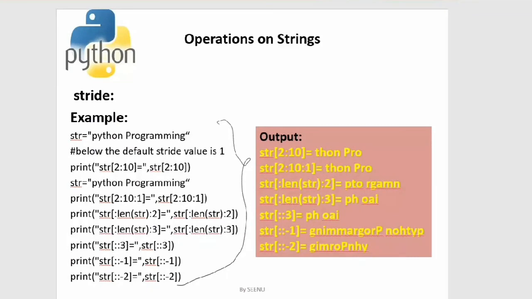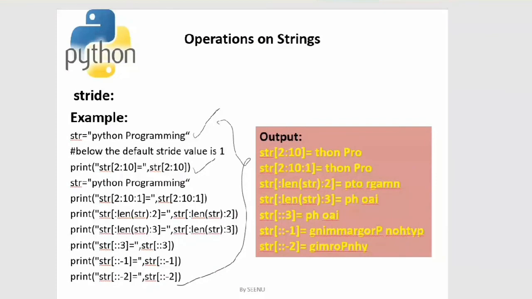In the first line of the program, I have said str is equal to Python programming. So I have taken a string here, which is Python programming. After this I'm demonstrating how to use the stride argument inside the slicing operation. By default it is 1, so here I didn't mention anything. Just look at the syntax. I want str[2:10] to appear in the output, so I have given it in double quotes. After that, I want the operation, so comma, and then I mention the operation.